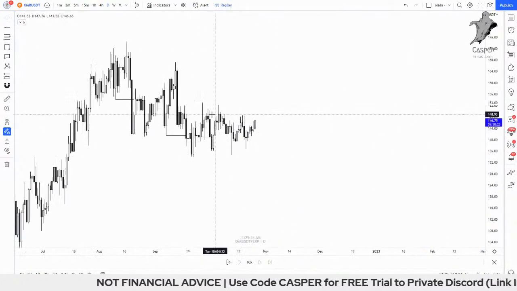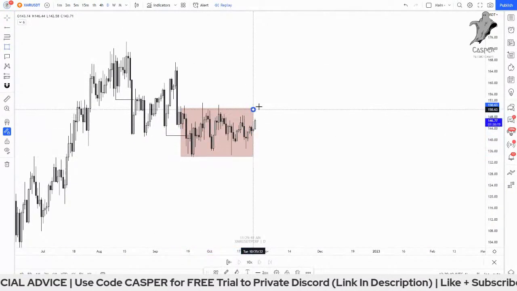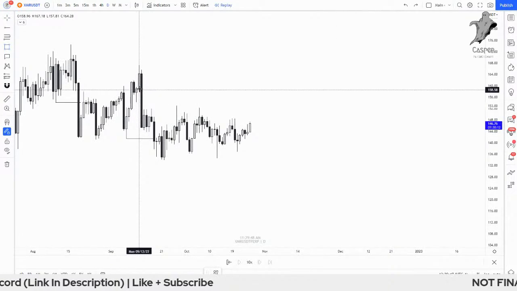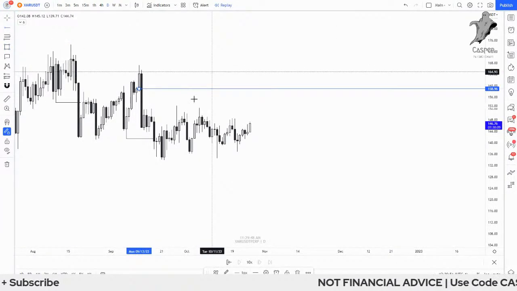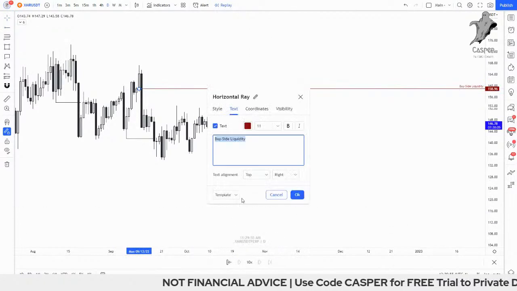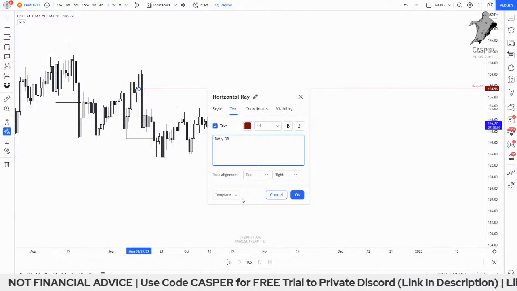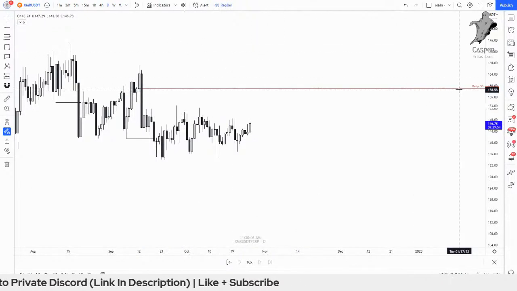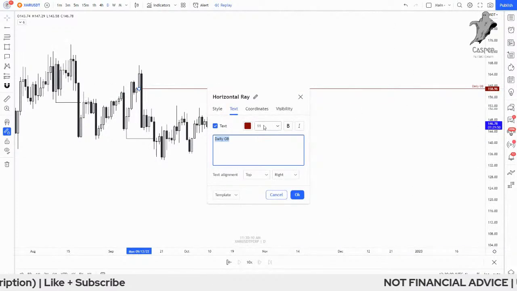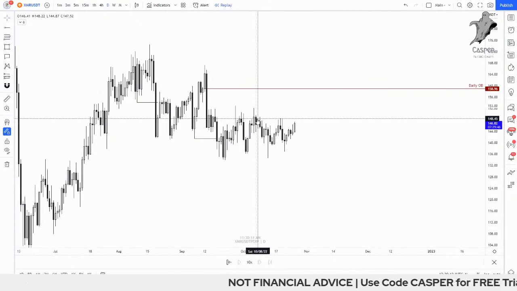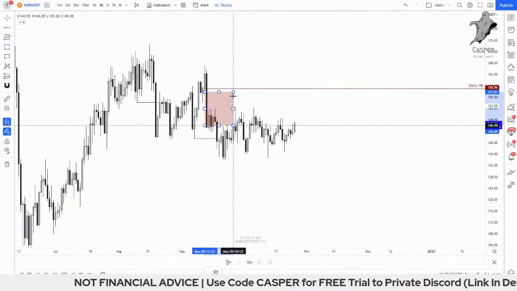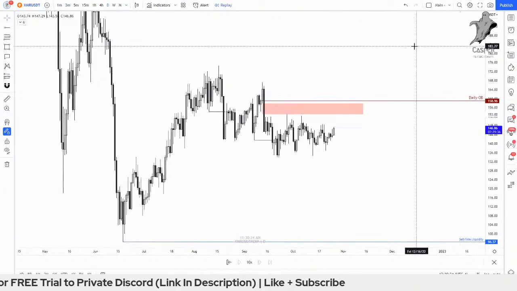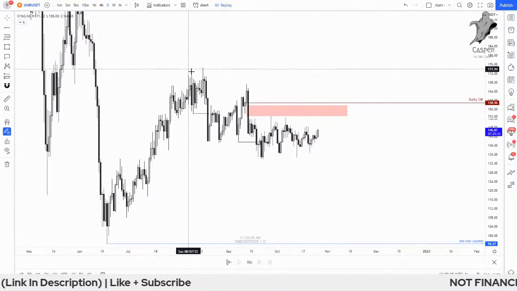Now this is a work in progress too. We could get an accumulation, manipulation, distribution here as well. So that's another setup that I am watching for. Got a nice order block right here. I need to make a template for that. So anywhere really in this range here would be ideal. And I'll see how that plays out, but I like this setup a lot.